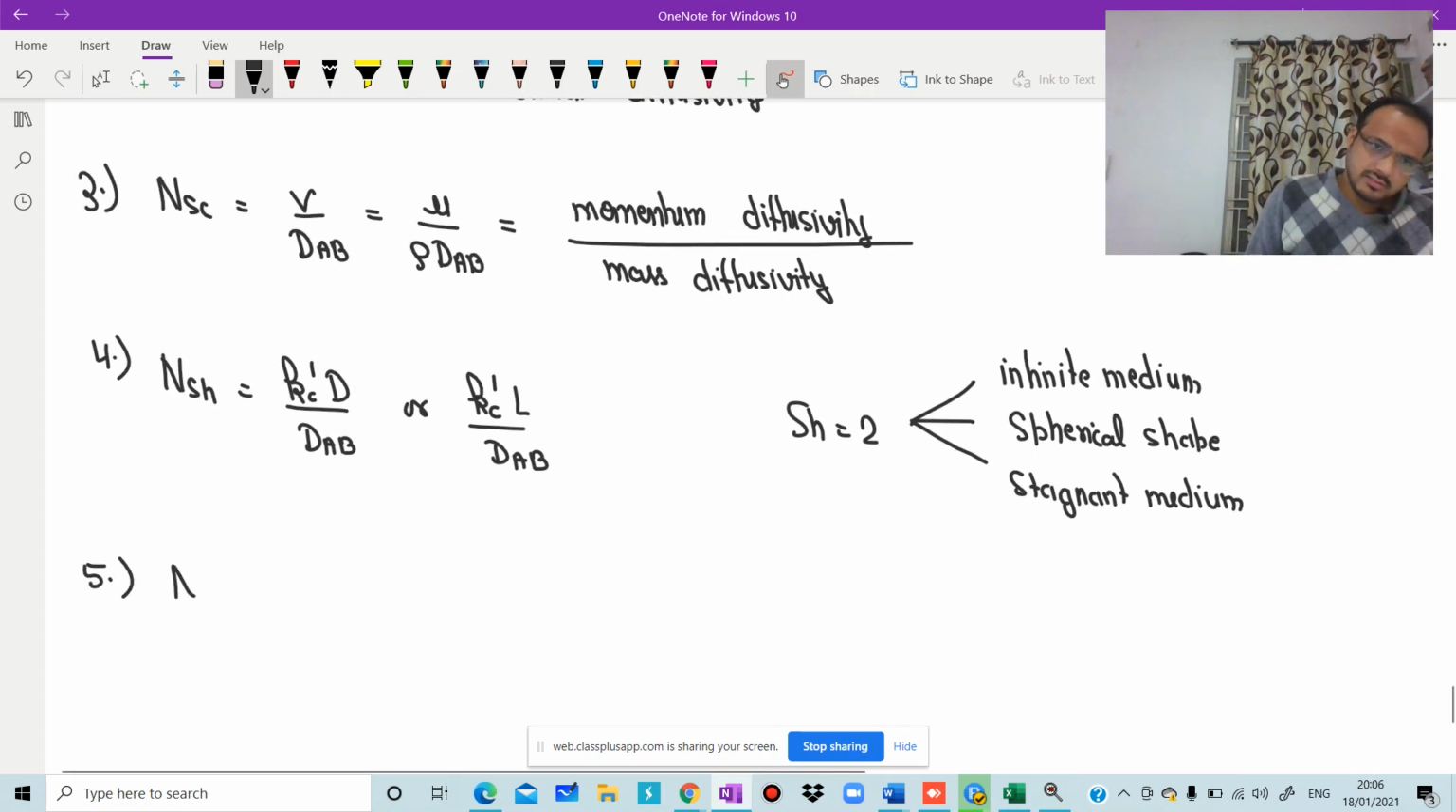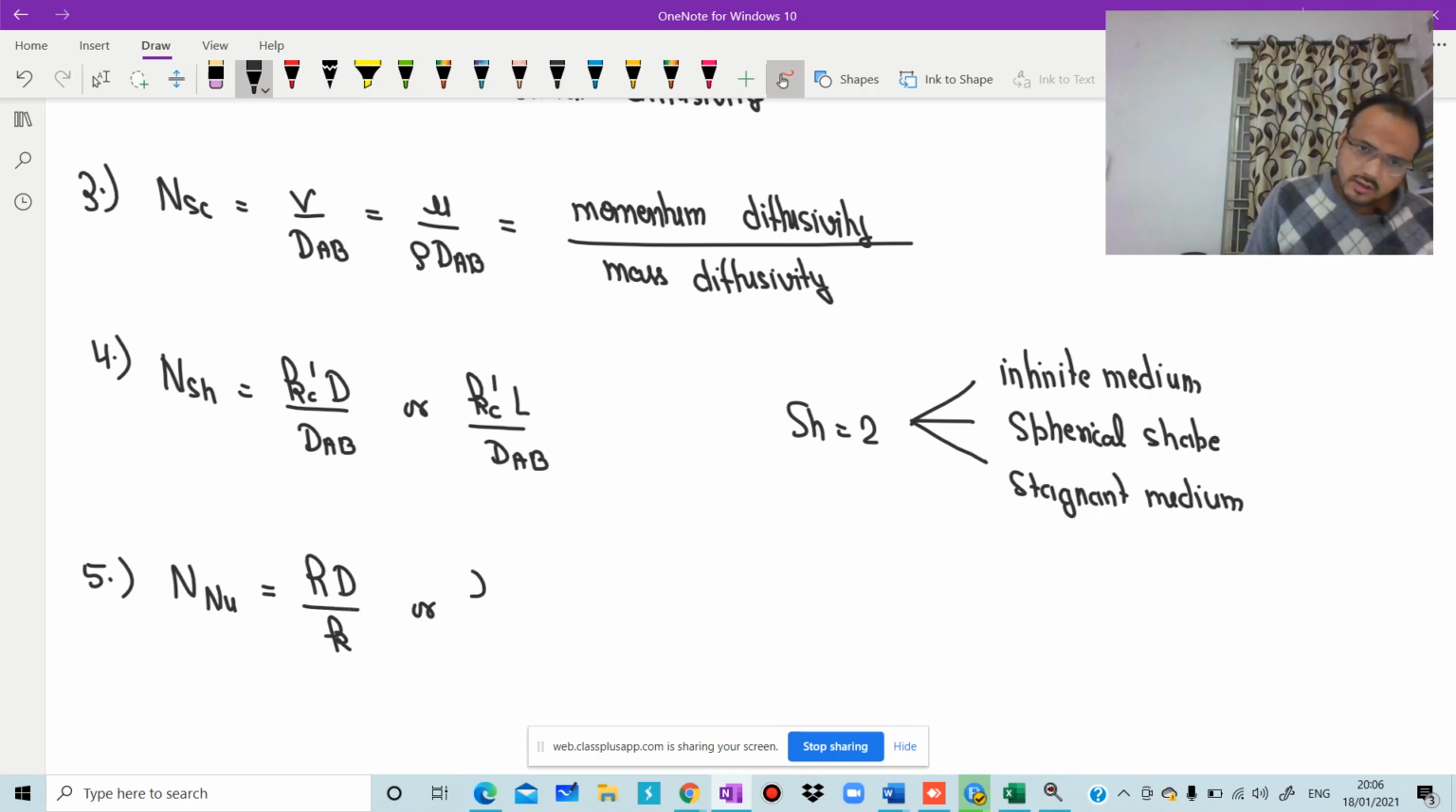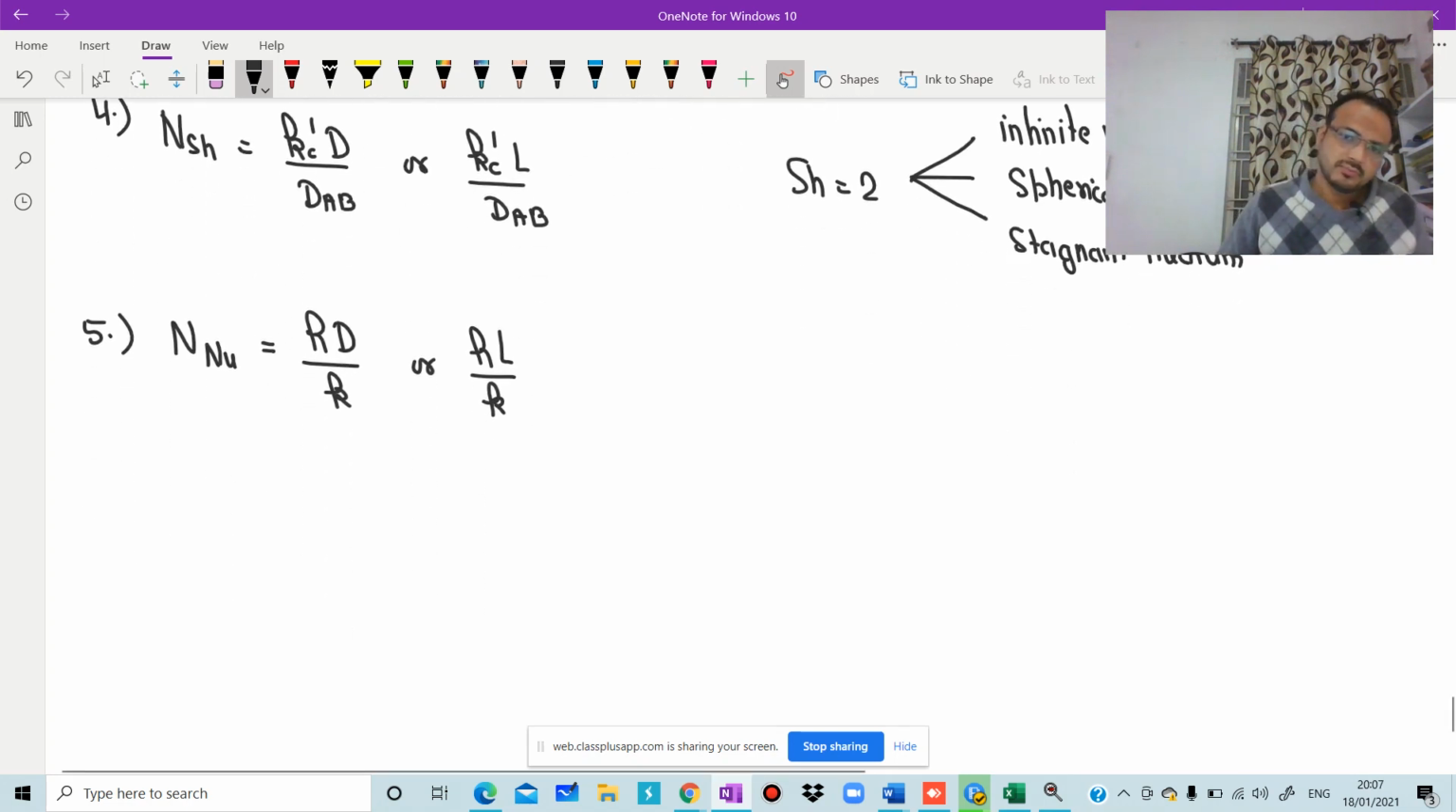This one is Nusselt number. The value of the Nusselt number is HL by K, or HD by K. They asked this question also in the GATE exam. If in heat transfer we have Nusselt number, then corresponding to that we have Sherwood number in mass transfer.